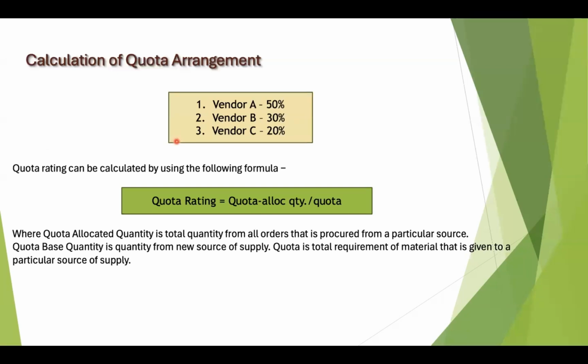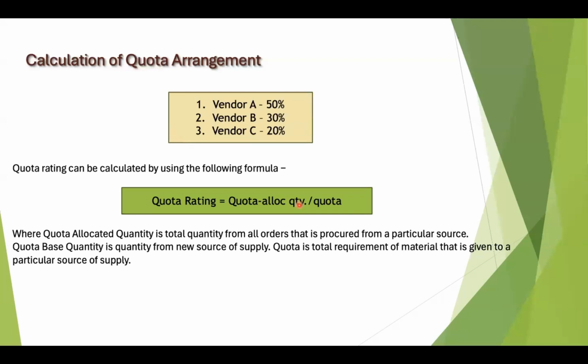How is the quota calculated? For example, as I mentioned, you can maintain multiple vendors and give respective percentages. Based on that, it will be taken, and the quota rating will be calculated based on a formula. Quota rating equals the quota allocated quantity, how much you allocated, divided by the quota. For example, if the total quota is 100 and allocated is 30, it will be 30 by 100. That is how the rating will be given.